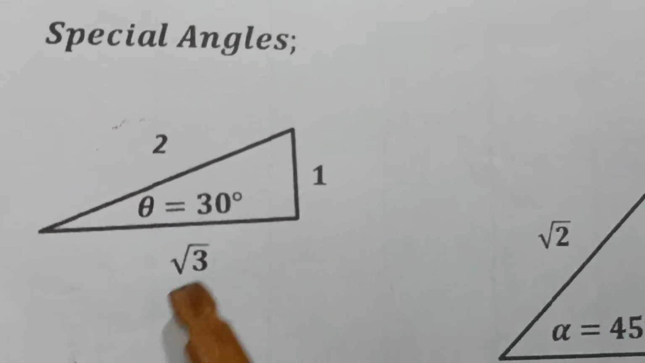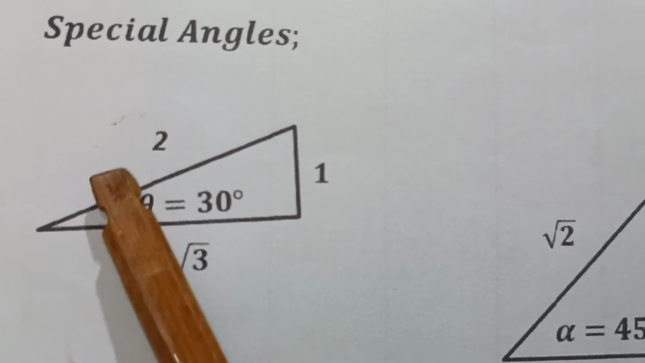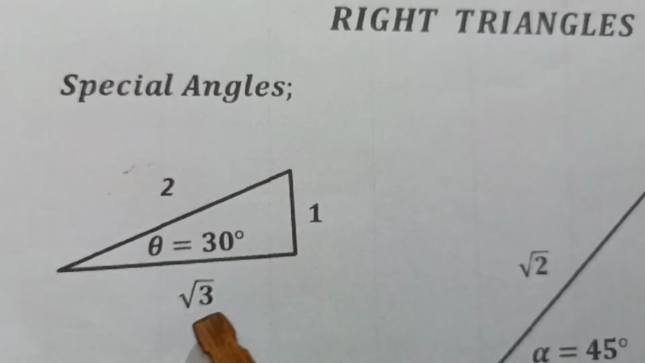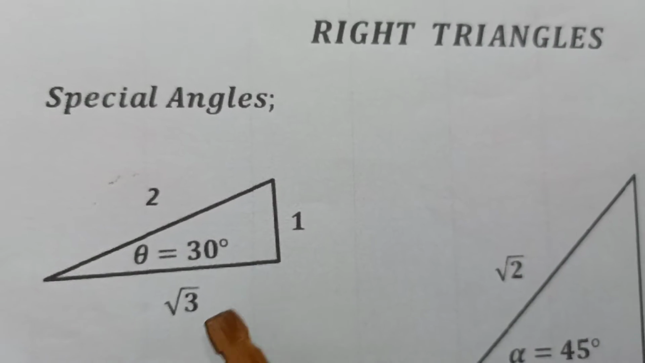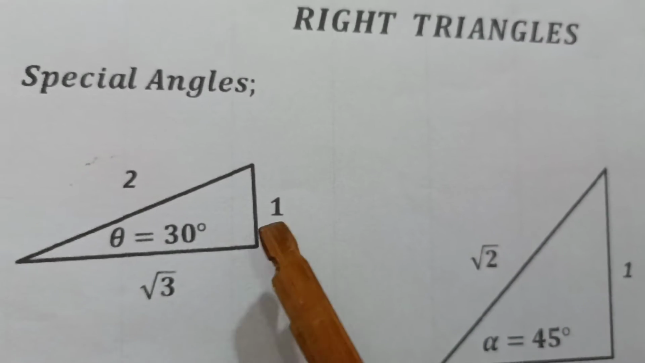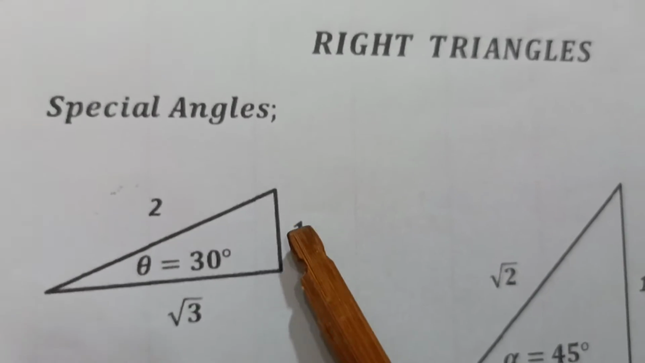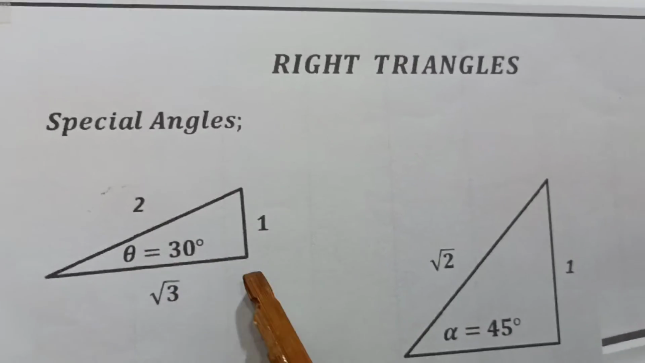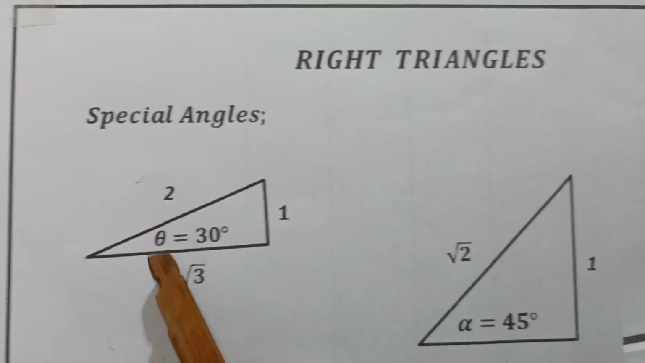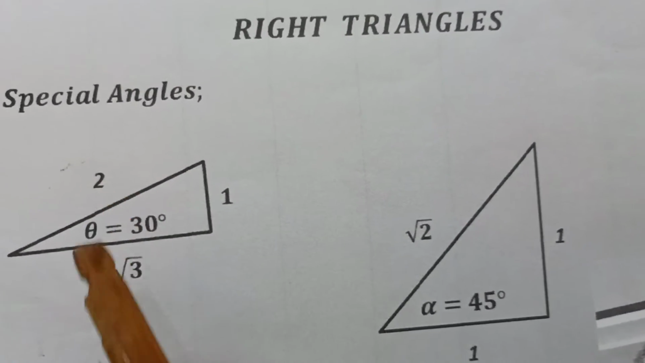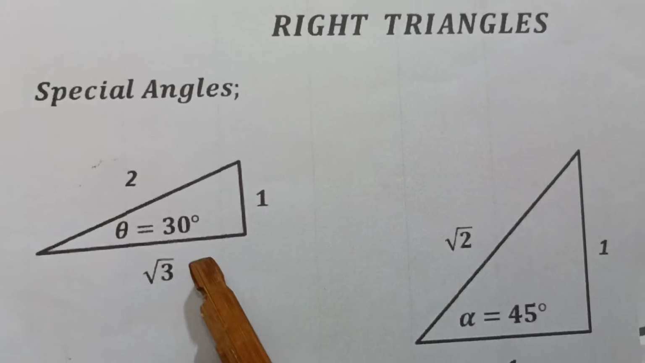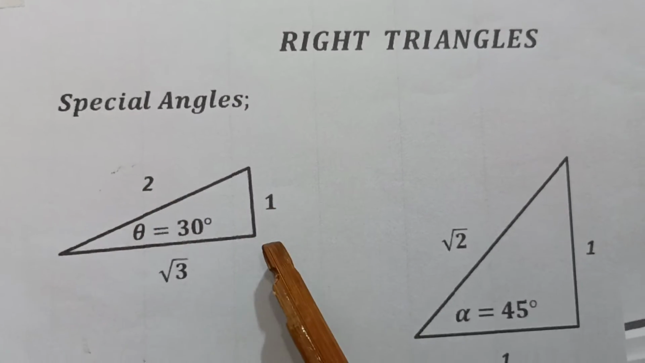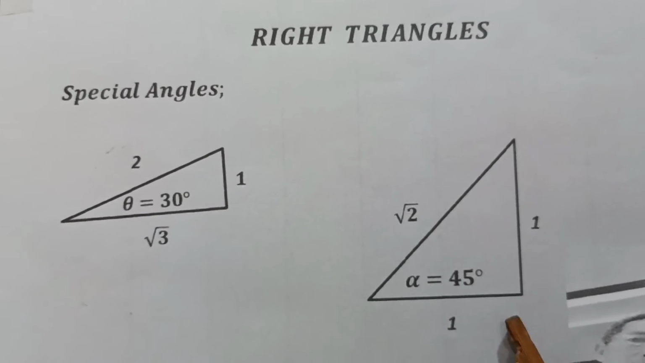The cosine is square root of 3 over 2. Tangent is 1 over square root of 3. Cotangent is the inverse of the tangent. This is square root of 3 over 1. And the secant is the inverse of cosine, which is 2 over square root of 3. And the cosecant is the inverse of the sine, which is 2 over 1. For the 45 degrees, it's very easy.